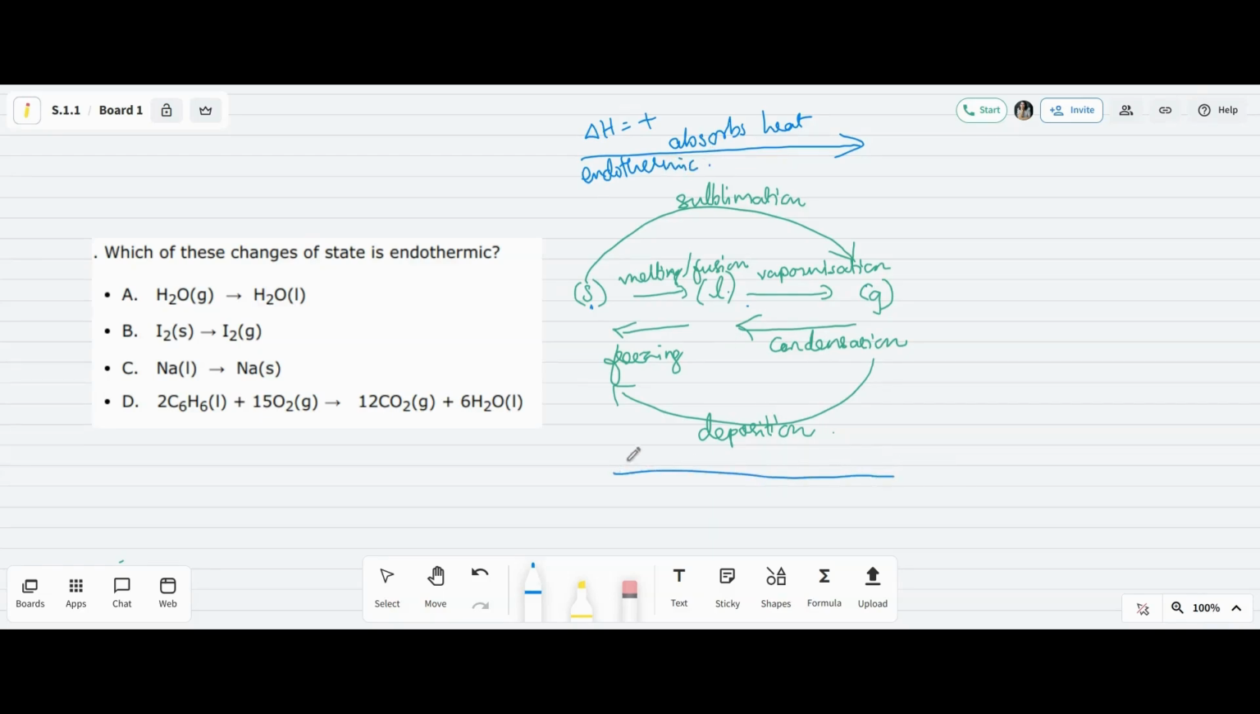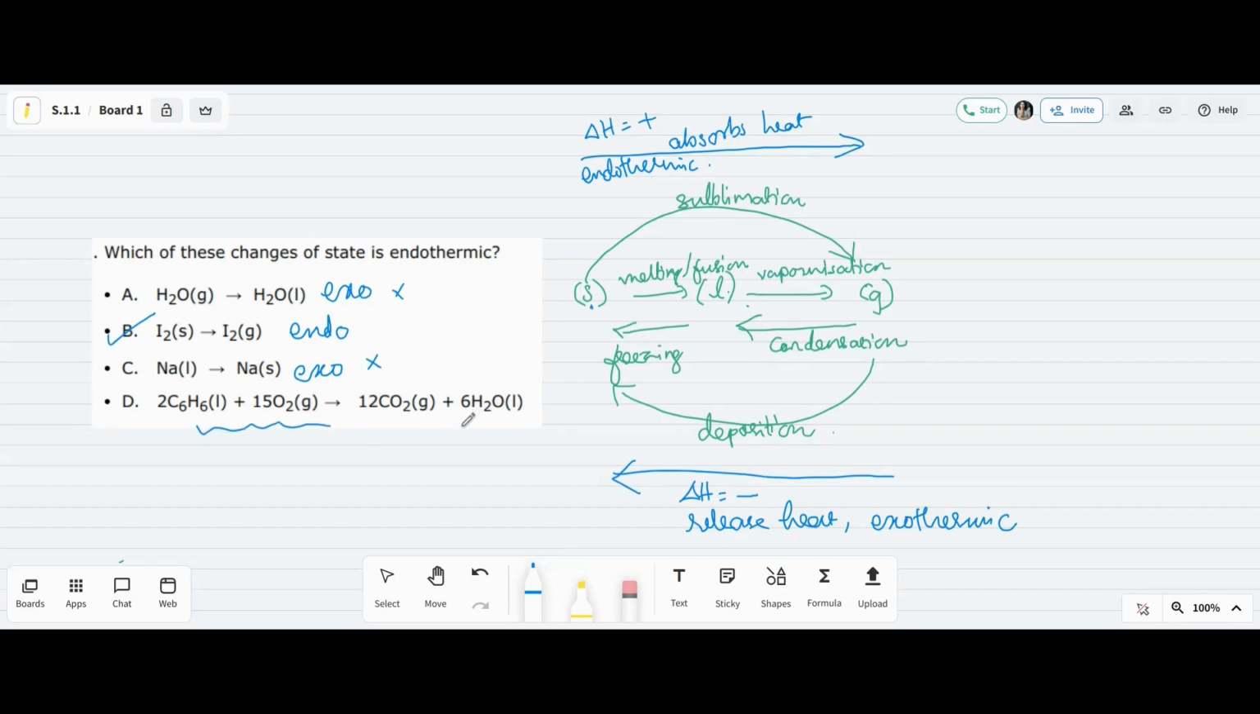All the changes of state that go in the reverse direction, gas to liquid, liquid to solid, or gas directly to solid, are exothermic changes because they release heat, or they do so on cooling. A gas to liquid is exothermic, not endo. Solid to gas is endo. So that's a choice. Liquid to solid is again cooling, so that's exo. That's not our choice. And this is not a change of state.